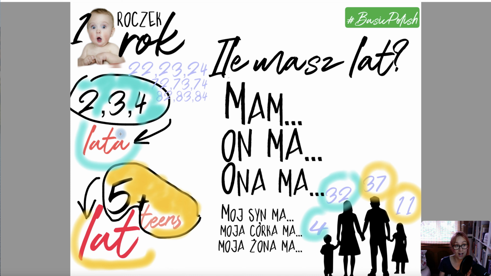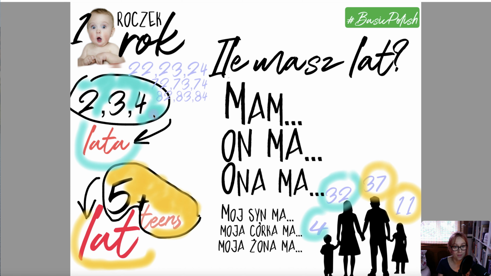Okay, so if a child is 2, a boy is 2, you would say on ma 2, but then lata. Okay, he is 2. The same goes for number 3. On ma 3 lata. And the same goes for number 4. On ma 4 lata. Or ona ma 4 lata.